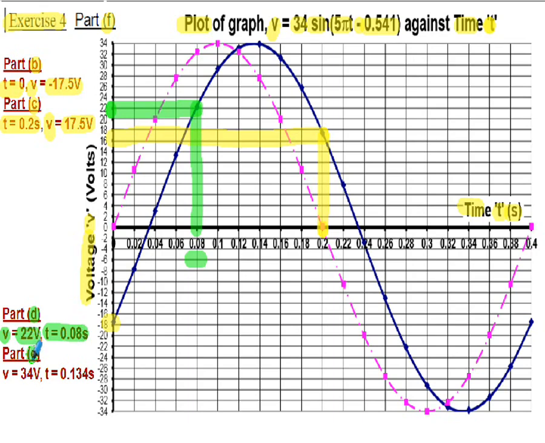Part E, we were asked to find when the instantaneous voltage little v is the maximum. In this case that would be 34 volts. So 34 volts is at the top of our curve here. So if we draw a line across till it hits the blue curve and then draw a line down, we can see it's somewhere in the region of 0.13ish. Our calculations say t was equal to 0.134 seconds. So again, that looks like a reasonable calculation.